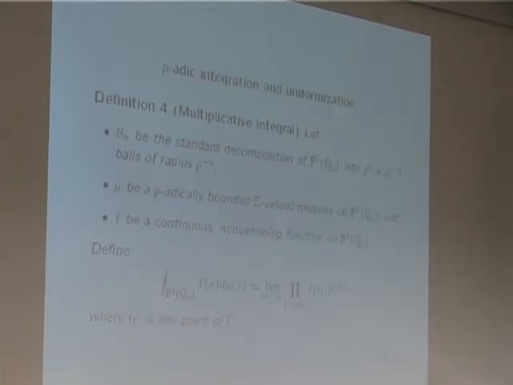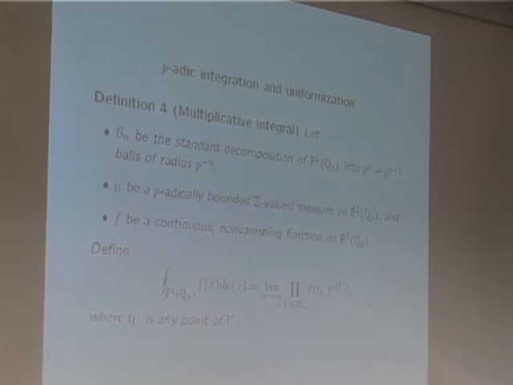All right. So earlier this morning, Henri introduced the p-adic multiplicative integral. Let me just recall its definition. Let B_n be the standard decomposition of P1 of Qp into p to the n plus p to the n minus 1 balls of radius p to the minus n. Let mu be a p-adically bounded Z-valued measure on P1 of Qp, and let f be a continuous non-vanishing function on P1 of Qp. Then we can define the multiplicative integral of f against mu by taking Riemann products instead of Riemann sums and looking at the limit as the radii of these balls go to zero.